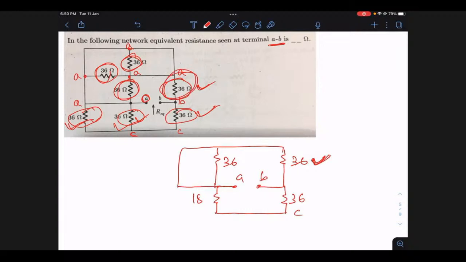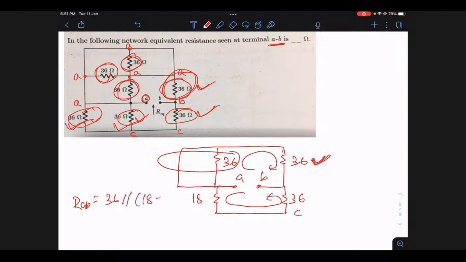Okay. So now if you try to find out what is this RAB, so your RAB, if you ask me, so 36 in parallel with this shorted path, that is 0. So if you see equivalently, how many resistances do we have actually? From the AB point, one resistance is 36, the other resistance is 18 plus 36, and they are in parallel. What is RAB then? This is 36 parallel with 18 plus 36. So this is 36 parallel with 54. And if you solve it, this is coming 21.6 ohms.